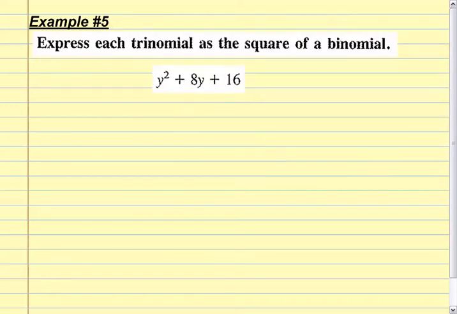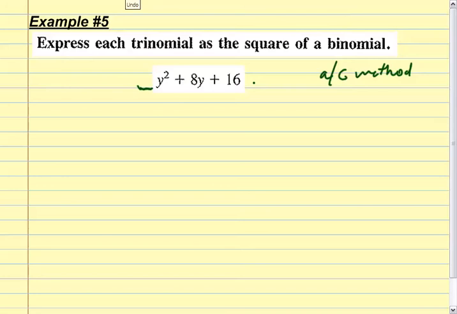Oh, well, this is easy. It says, express each trinomial as the square of a binomial. Well, we have a trinomial right here. And all this means is just factor it. There's nothing in front of the y squared, right? So I don't need to use the AC method. I only use that when there's something in front of the y squared other than 1.